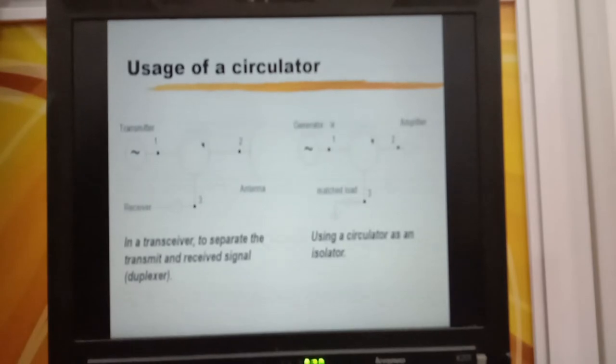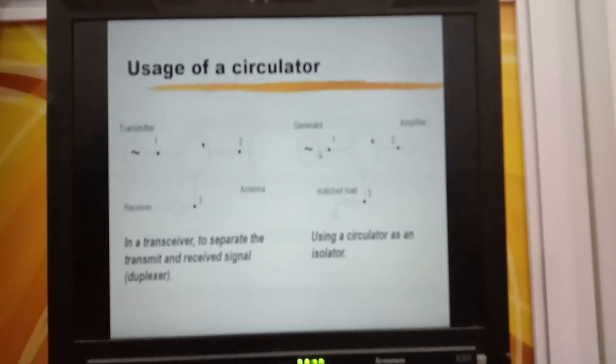Another application of a circulator is as an isolator. When we deal with high power signals, impedance matching is very important, but very often it is very hard to achieve. We can use a circulator as an isolator that isolates the input and the output.